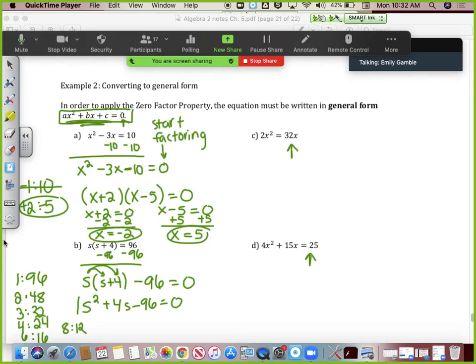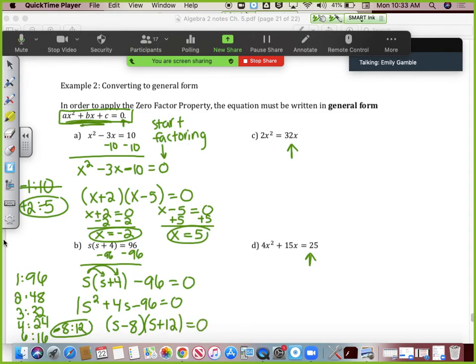We need to multiply to be a negative 96 and at the same time add to be 4. So the lucky pair of factors would be 8 and 12. In order to add to be a positive 4, the 8 would have to be negative and the 12 would have to be positive. So I could factor s squared plus 4s minus 96 into being s minus 8 times s plus 12.